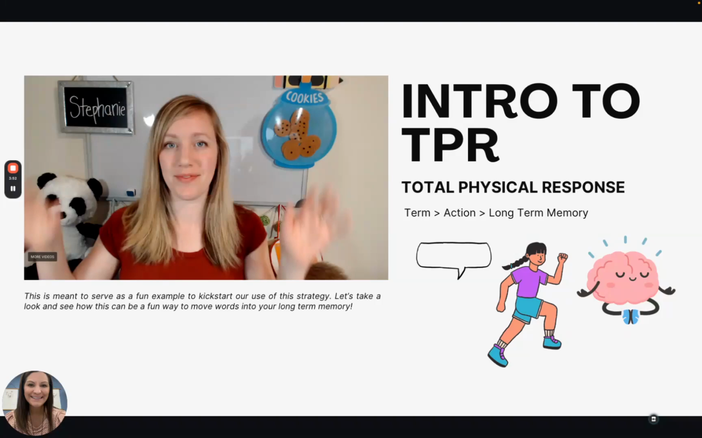But the whole purpose of total physical response is to take those terms, implement actions, and then produce long-term memory of those terms. So long-term memorization, long-term understanding of the terminology, because you're associating actions with the memorization and the understanding of the terms. So that is the goal of total physical response.